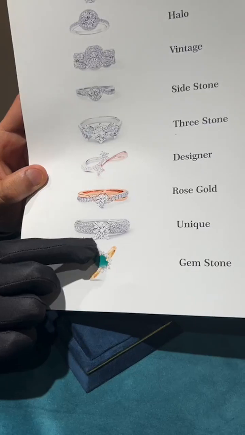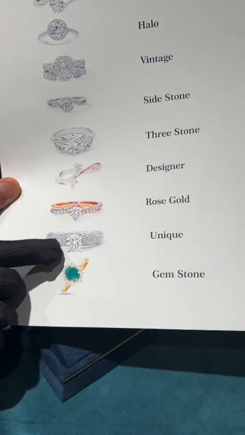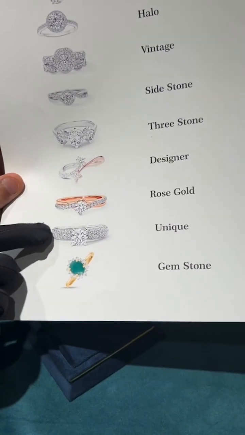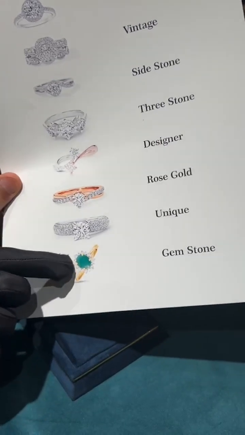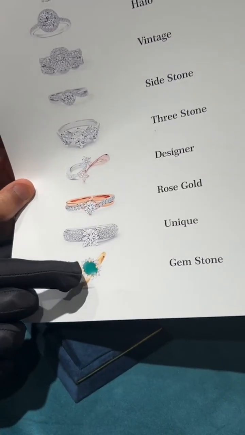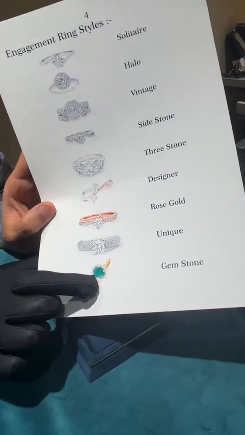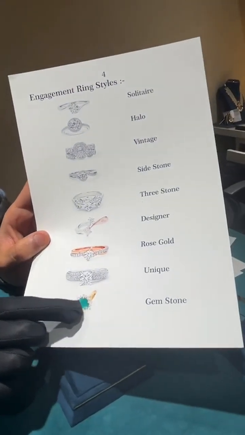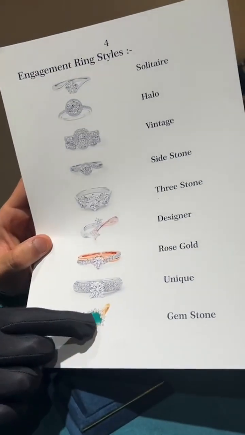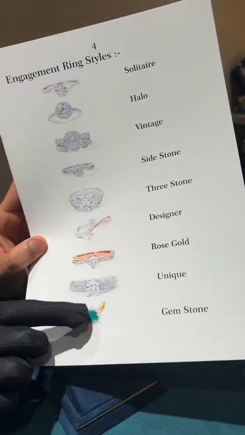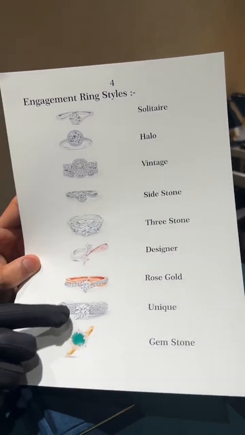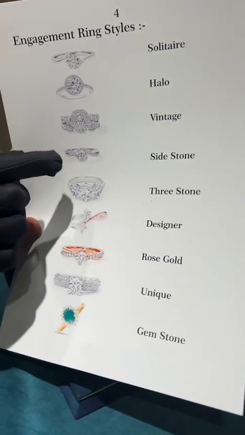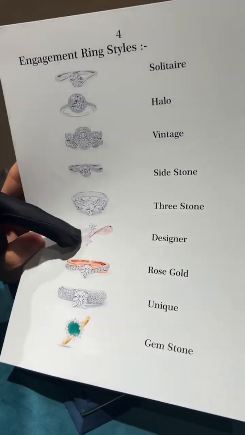And there are some unique designs too, which can be completely iced out, with the band set with small diamonds. And there is also a setting where we can have diamonds around a gemstone. If your partner is very particular about a particular stone he or she likes and you want to go with it, we can go with a gemstone in the center and diamonds all around, and select the diamonds once. So these are basically the engagement ring styles we are choosing for the center stone.